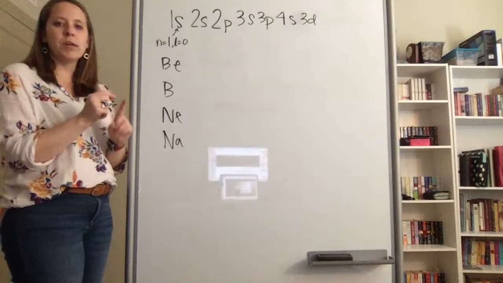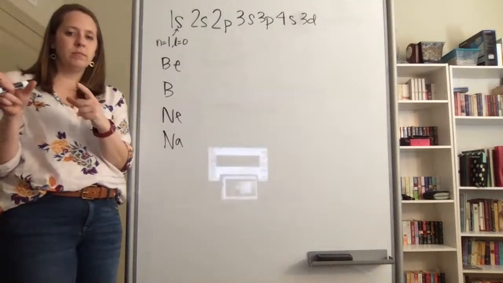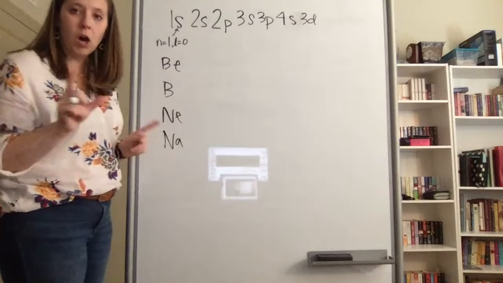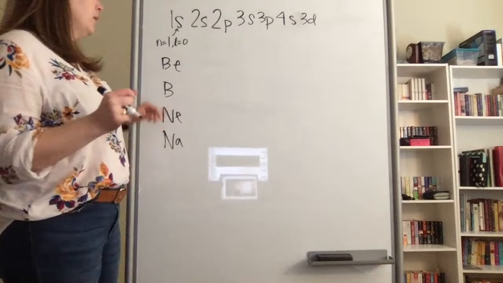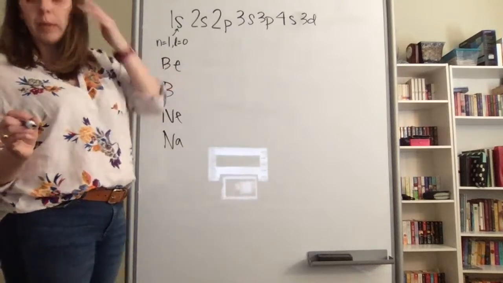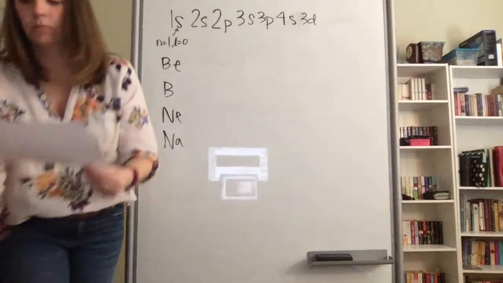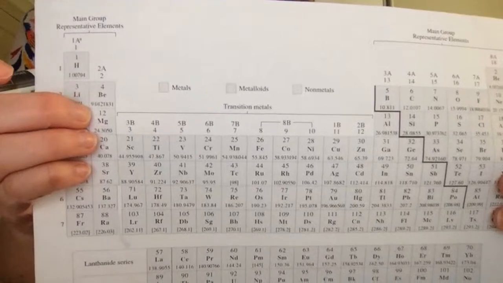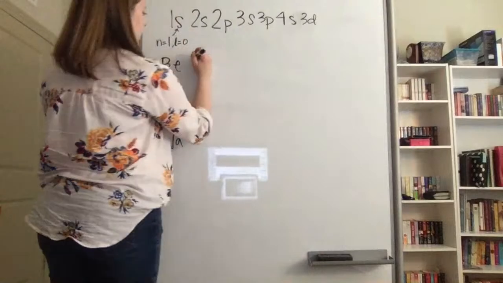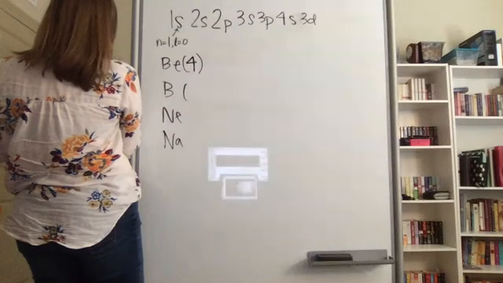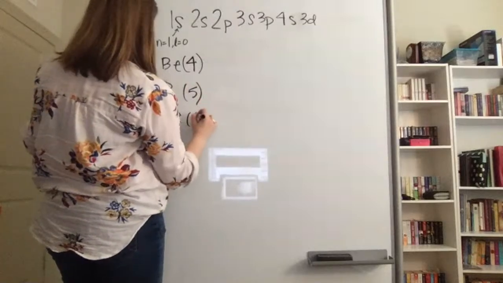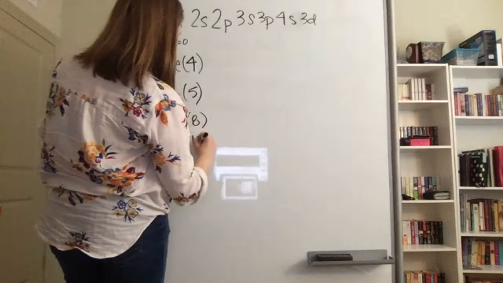So electron configuration can be drawn or written. We're mostly going to do online communication, so we're mostly going to write it. But sometimes we need to know how to draw it. So for beryllium, when we look at our periodic table, which is right here, we can see that beryllium has 4 electrons. Boron has 5, neon's going to have 8, and sodium will have 11.